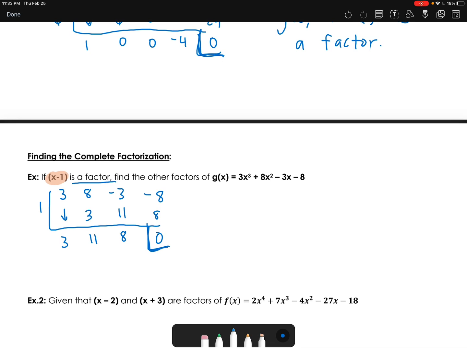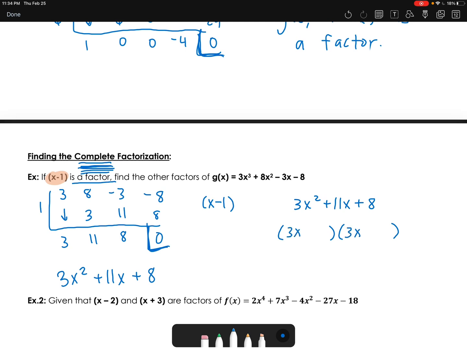So now I need to write out what my new division is here. So I just divided, and so I have 3x squared plus 11x plus 8. Okay? So I want to completely factor this. So I already know that x minus 1 is a factor. So now I need to factor 3x squared plus 11x plus 8. And so this is where we're going to use things that we learned last unit and this unit to factor, and the different strategies you learned of how to factor here.